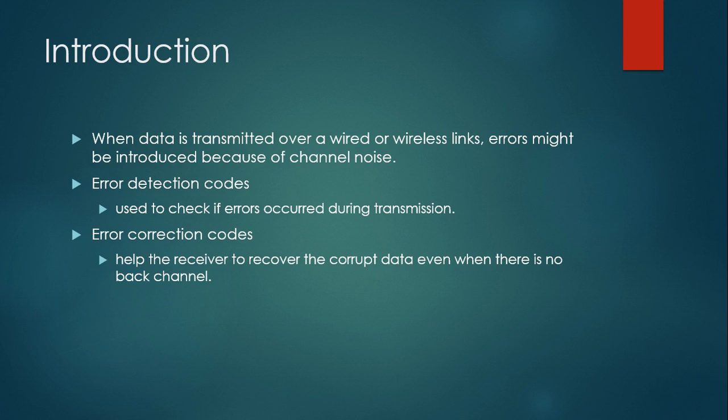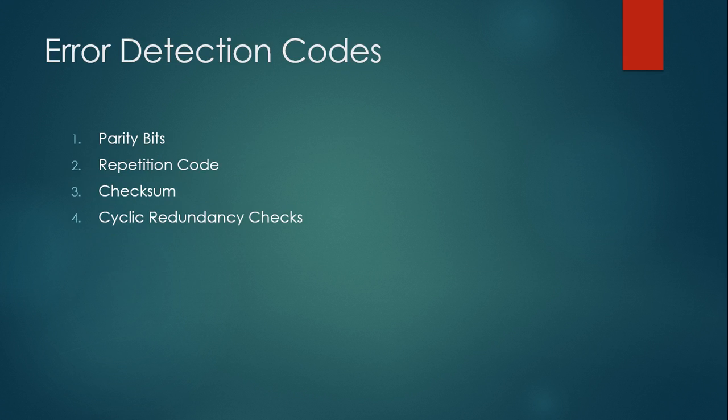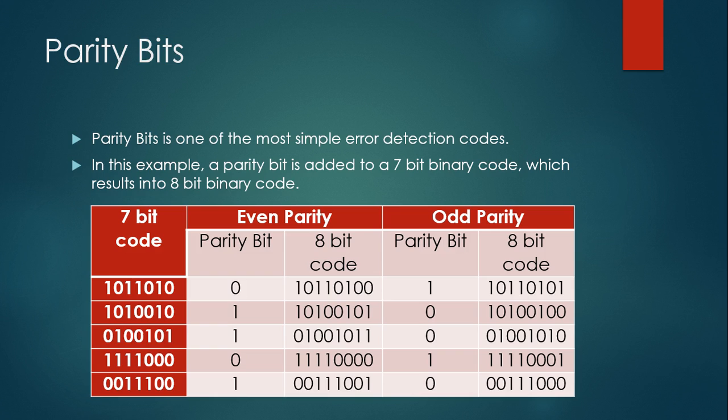Yeah, so when data is transmitted over wired or wireless links, errors are introduced because of channel noise. Error detection codes are used to check errors during transmission, and error correcting codes help the receiver to recover the corrupt data even when there is no back channel involved. In this presentation, I will go briefly over four error detection codes: parity bits, repetition codes, checksum, and cyclic redundancy checks.